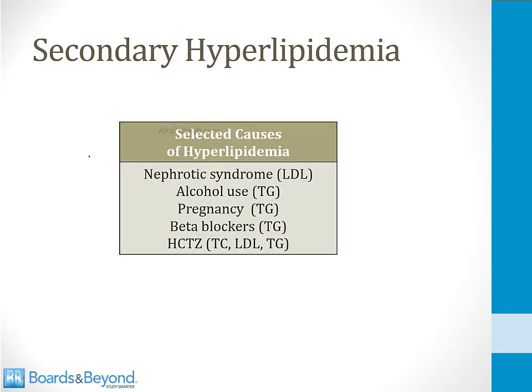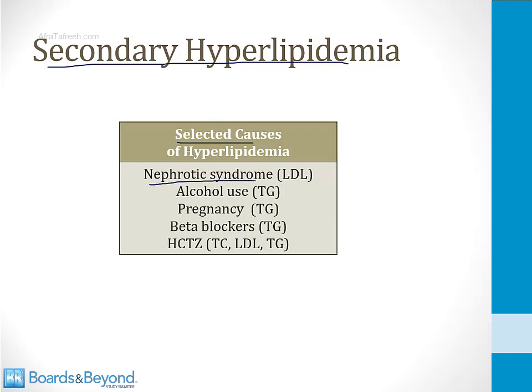Most of the patients you will see in clinical practice have a primary hyperlipidemia. This means they have elevated serum lipids related to genetics or obesity, but not secondary to a medication or some other condition that they have. There are, however, a smaller number of patients who have what's known as secondary hyperlipidemia, so let's talk about this now. There's a long list of causes of secondary hyperlipidemia, but I've listed some selected ones on this slide.